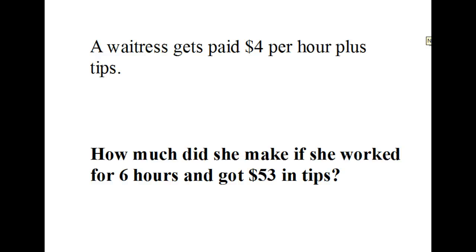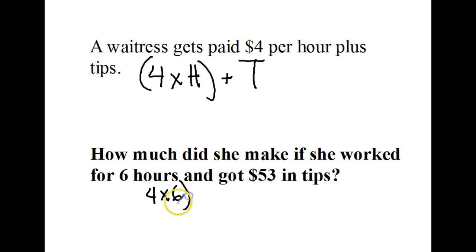You try this one out. We have another waitress. She works at a different store, so she gets paid a little bit differently. 4 times the hours, still plus the tips. And how much did she make if she worked for 6 hours? So I got 4 times 6 plus $53 in tips. 4 times 6 is 24. 24 plus 53 gets me to 77 bucks. And that's what I would do if I was solving equations after I had written them.